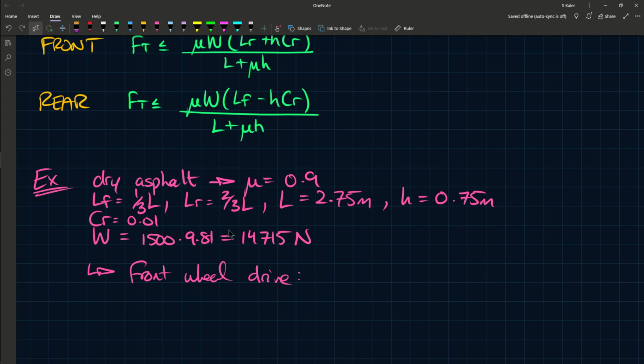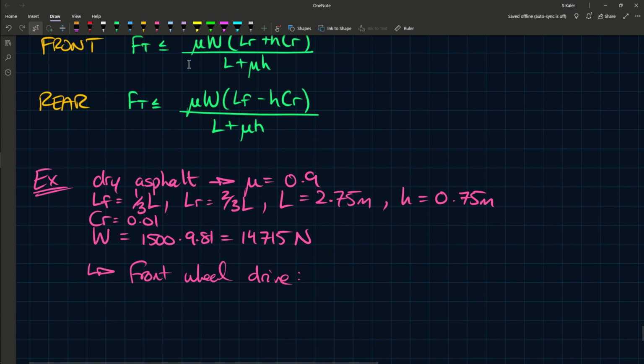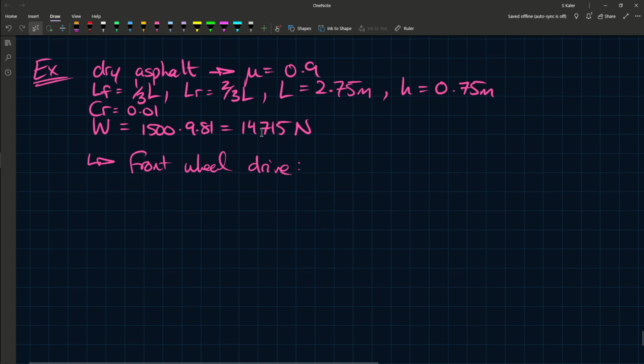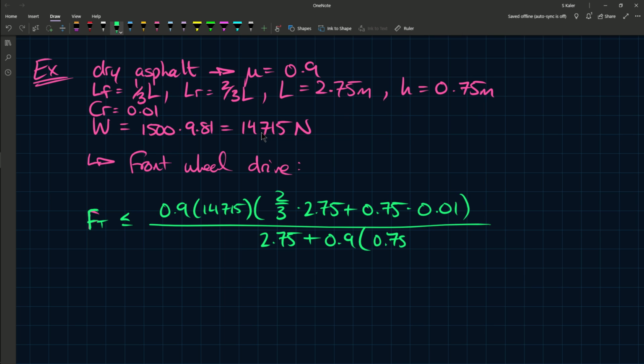So given all of this, and given that it's front wheel drive, you can use the expression here for this FT at the top, and you can literally just plug everything into that and see what you get. Okay, FT is going to be less than 0.9 times 14715 times 2/3 times 2.75 plus 0.75 times 0.01, all of that divided by 2.75 plus 0.9 times 0.75.